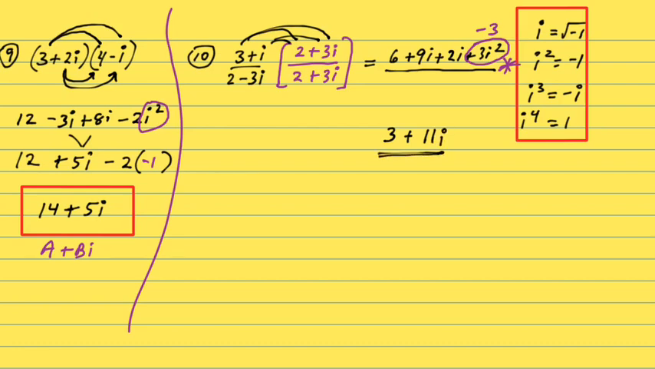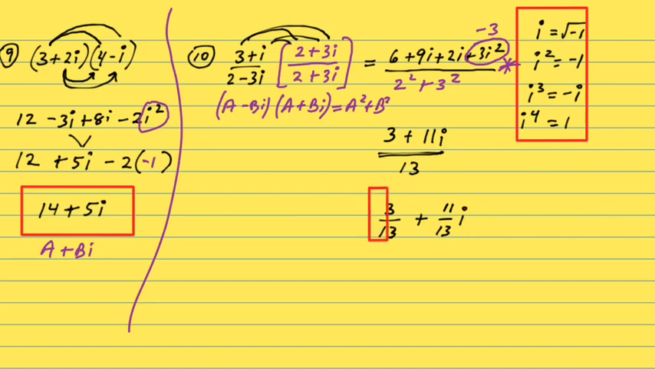Now on the bottom, you could distribute it, or maybe you could learn the rules. A minus bi times a plus bi gives you a squared plus b squared. So I know that this is 2 squared plus 3 squared. That would be 4 plus 9, which I think is 13. The proper way to write this is a plus bi as such.